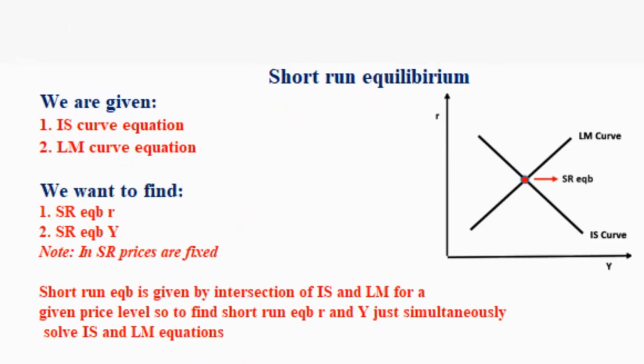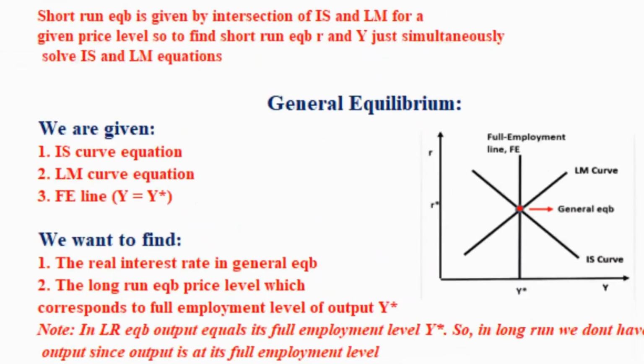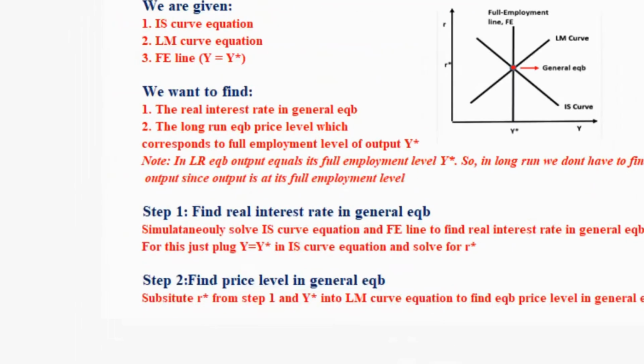So we'll be given the IS equation and the LM curve equation, and we will have to find the short-run equilibrium level of output and the short-run equilibrium real interest rate that lie at the point of intersection of the IS and LM curve. To solve for the short-run equilibrium values of R and Y, we just need to simultaneously solve the IS and LM curve equations in order to find our short-run equilibrium R and Y values.